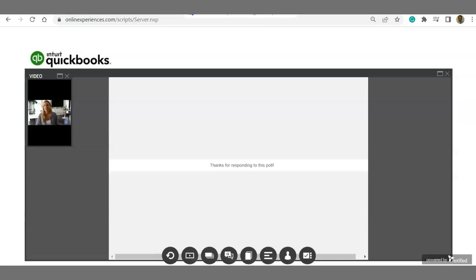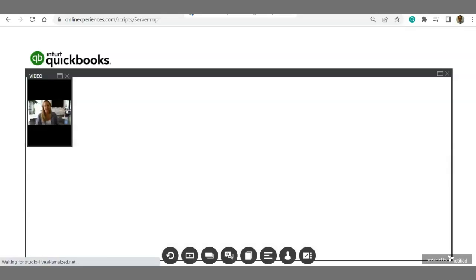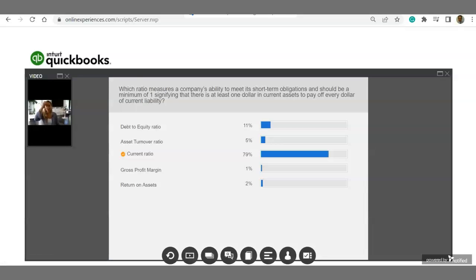Who remembers this? This is in the first category of ratios we looked at. In those ratios, we were just on the balance sheet, comparing assets to liabilities. Okay, we're going to see what everyone's answer was, and if you guessed current ratio, then you were right. Good job.